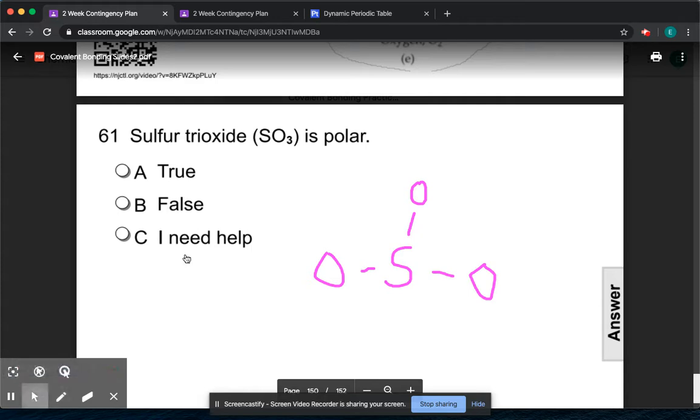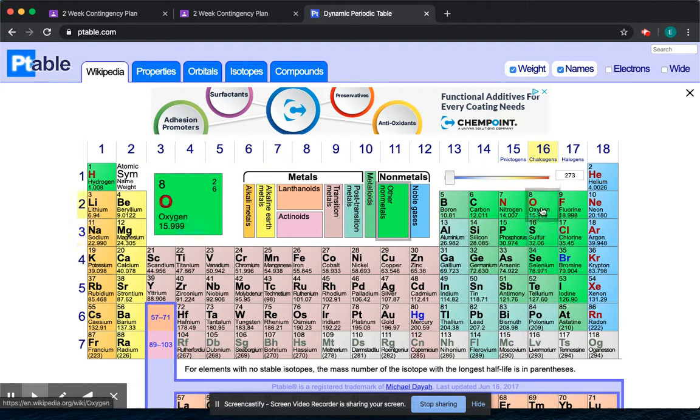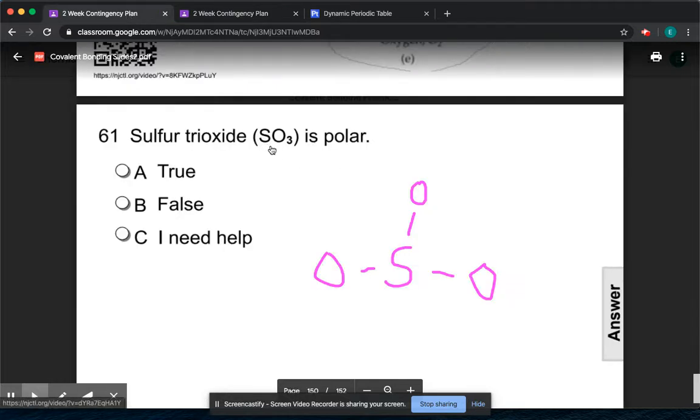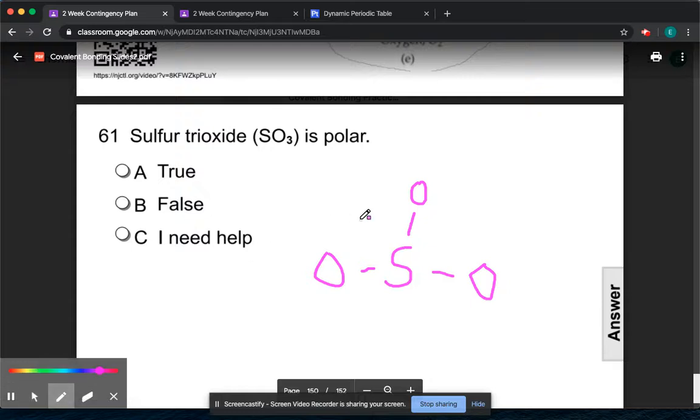How many electrons are we working with? Sulfur and oxygen are in the same group, so they each give us 6. We have 1 sulfur and 3 oxygens, so that's 6 times 4, which would be 24. Put the dots on them.